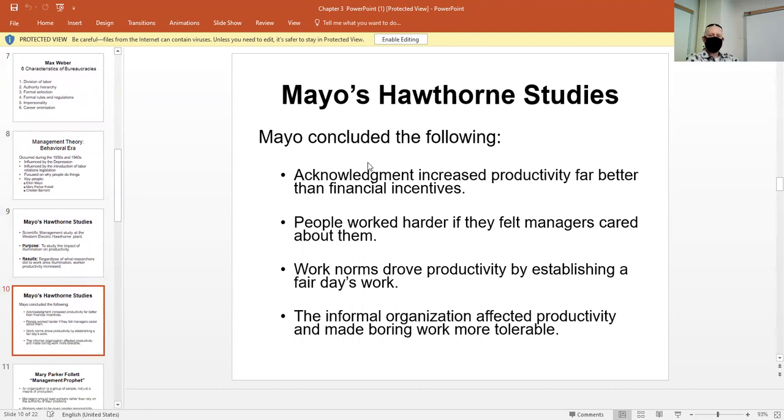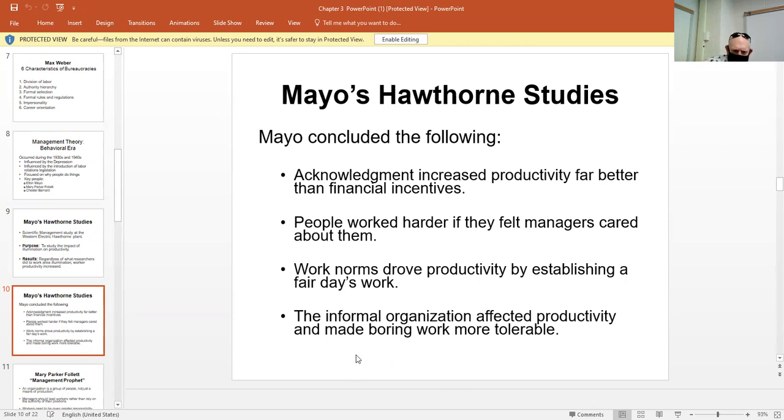So they concluded acknowledgement increased productivity far better than financial incentives. People worked harder if they felt that managers care about them. Remember that. If you don't take anything else from this slide, remember that people work harder if they feel that you care about them. Work norms drove productivity by establishing a fair day's work. That's something that was big during this time frame. They were trying to get a fair day's work. They needed a fair wage and a fair day's work. That's like some old antiquated words that they would say back then. That was a big deal.